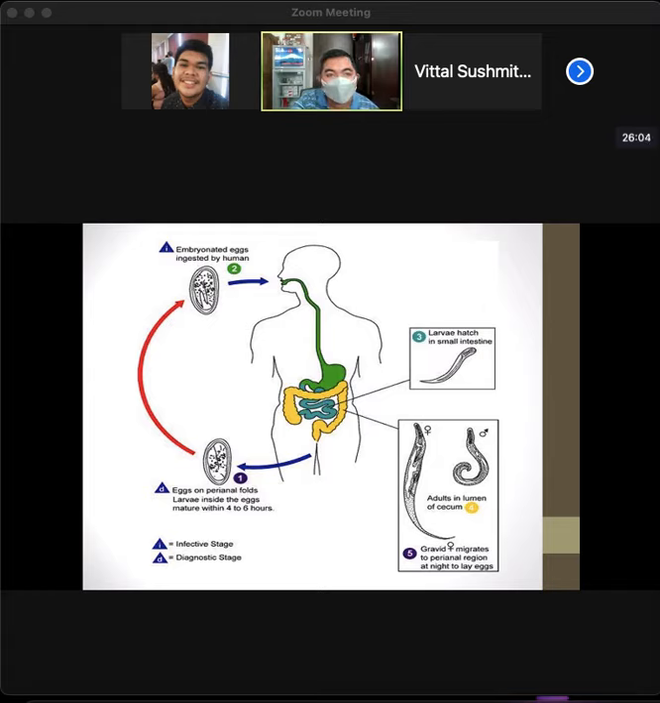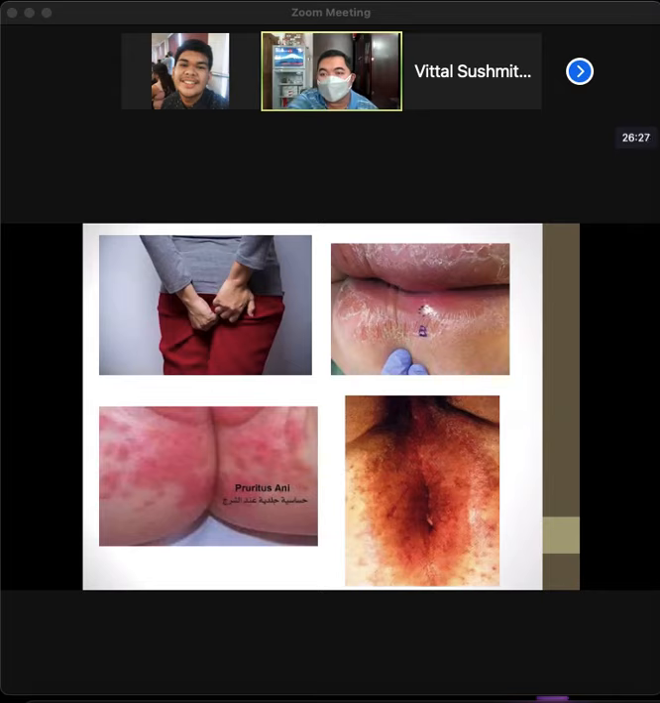From its embryonic stage, the embryonated egg, which is our infective stage, it will go to the small intestine, the lumen of the cecum, etc., and then migrate. This is the one where we usually do the scotch tape method. As you can see here, it will lay eggs on the perianal area. They hatch, releasing some chemicals that can cause itching. That's why, as you can see, patients usually scratch the perianal area, causing some redness.